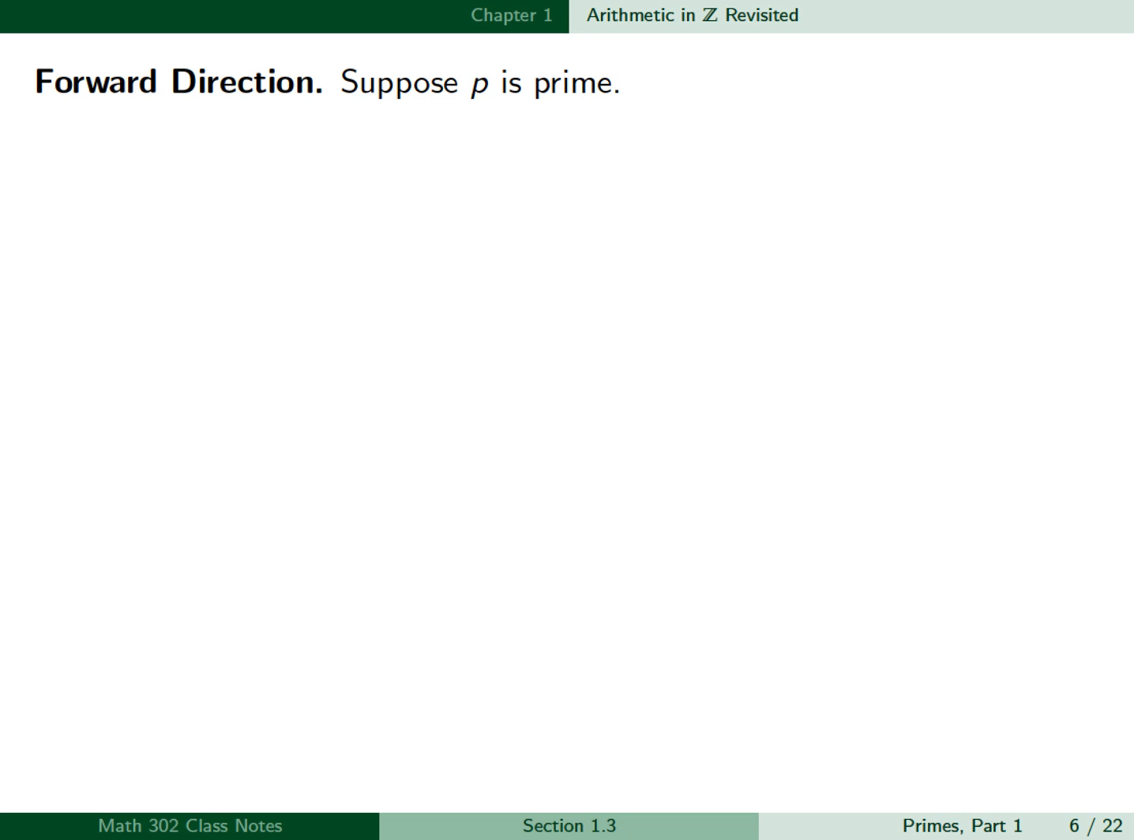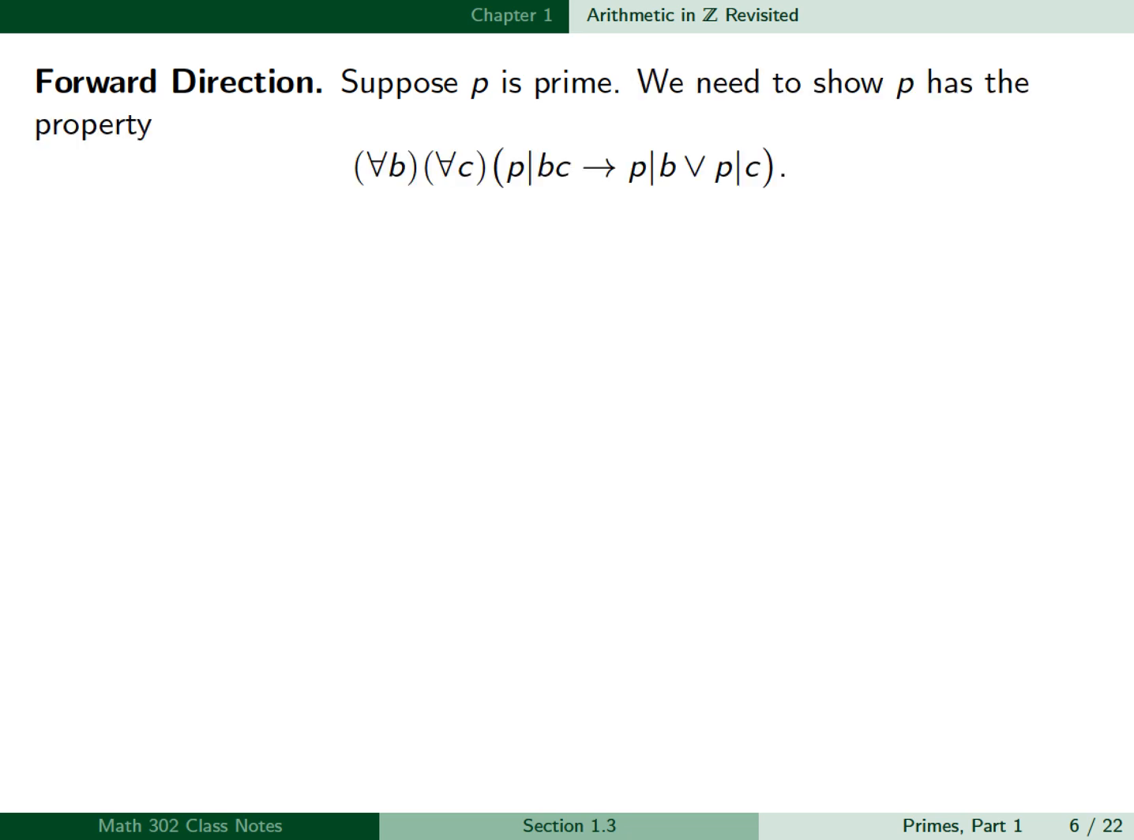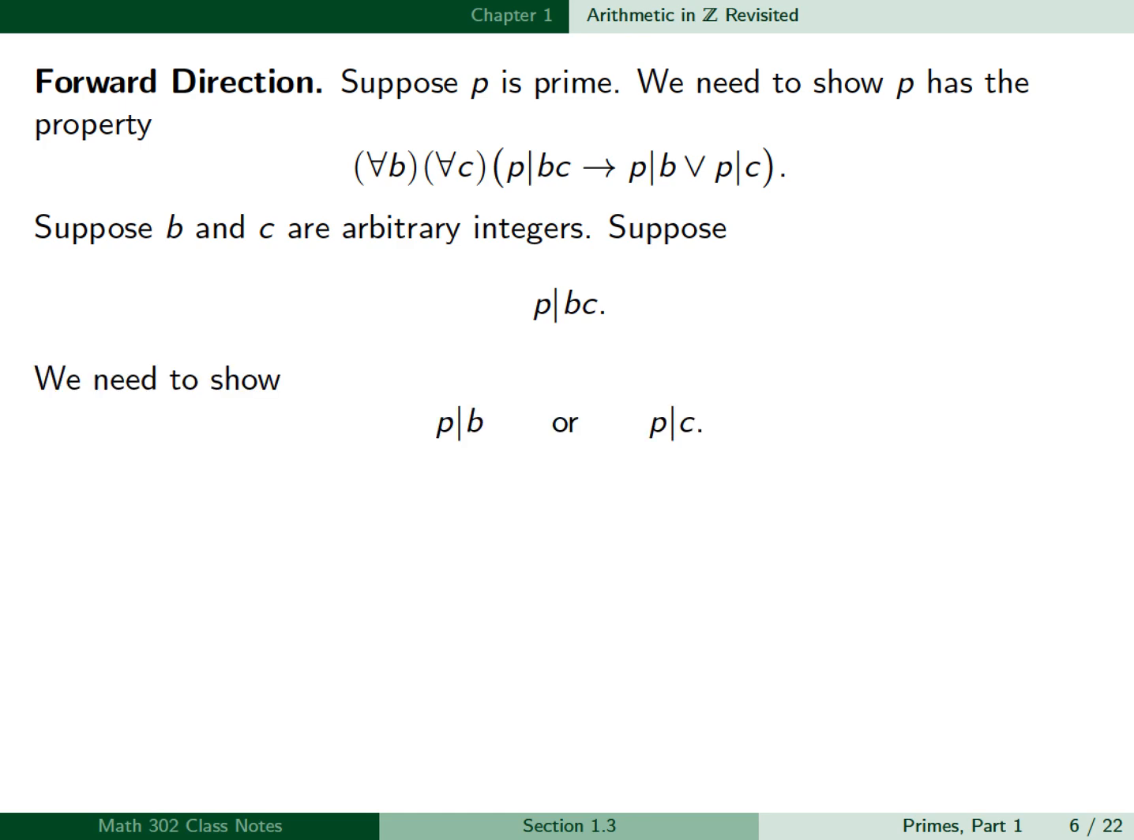Suppose p is prime, we need to show that p has the property in the theorem: for all b, for all c, p divides bc implies p divides b or p divides c. To prove this, we'll suppose b and c are arbitrary integers. This is a universal statement. Suppose the hypothesis p divides bc. We then need to show the conclusion p divides b or p divides c.